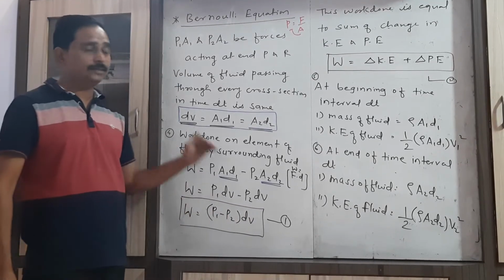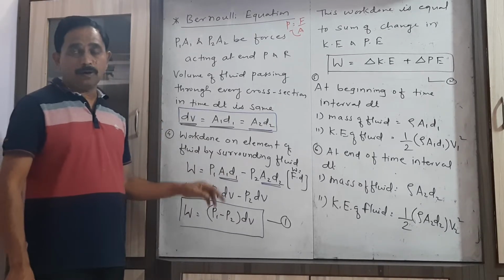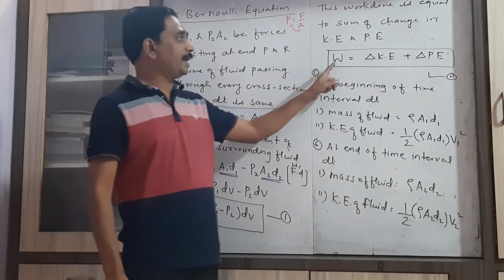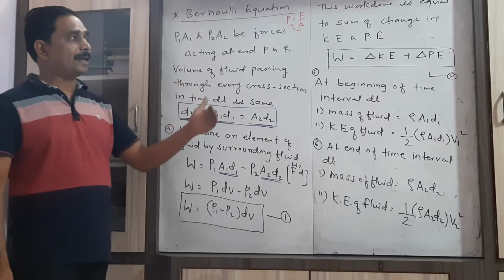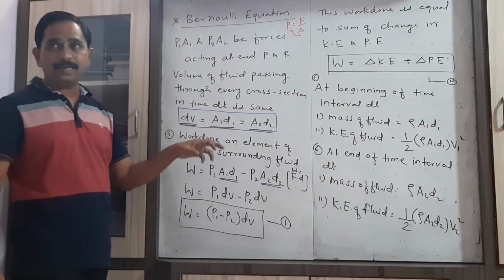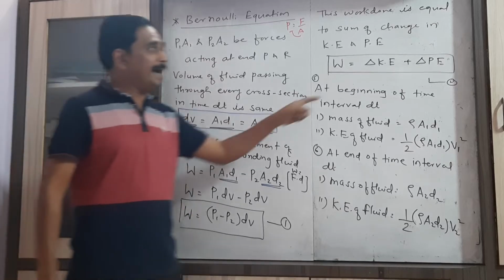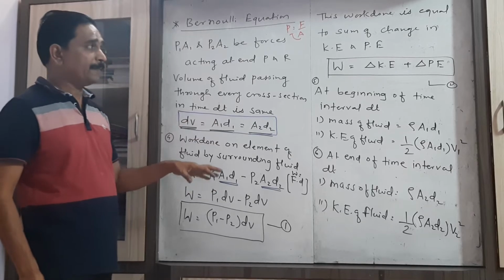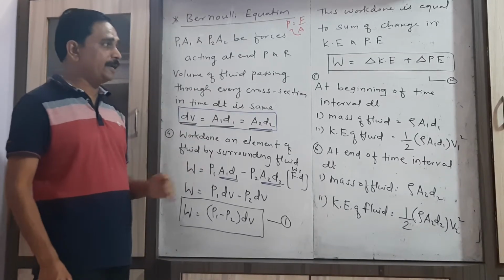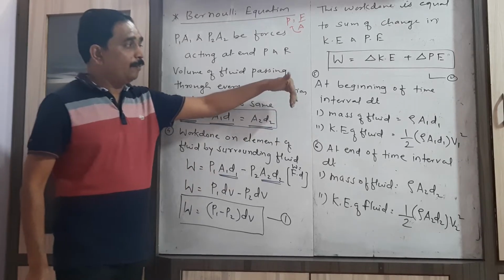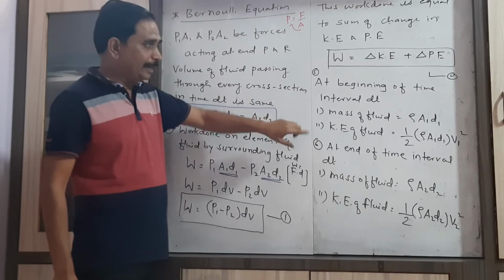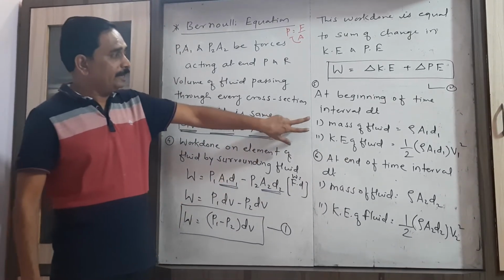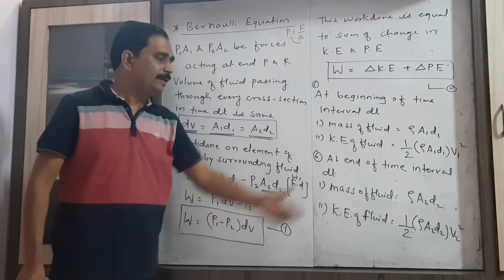Now this work done is equal to the sum of changes in kinetic energy and potential energy as per the statement. So I write here work done equals delta KE plus delta PE. Delta KE means change in kinetic energy and delta PE means change in potential energy. Now you have to consider, at the beginning in time dt, what is the mass of the fluid entering, and as we find the mass and velocity, we can find the kinetic energy. Similarly, we have to obtain the same thing at the other end.